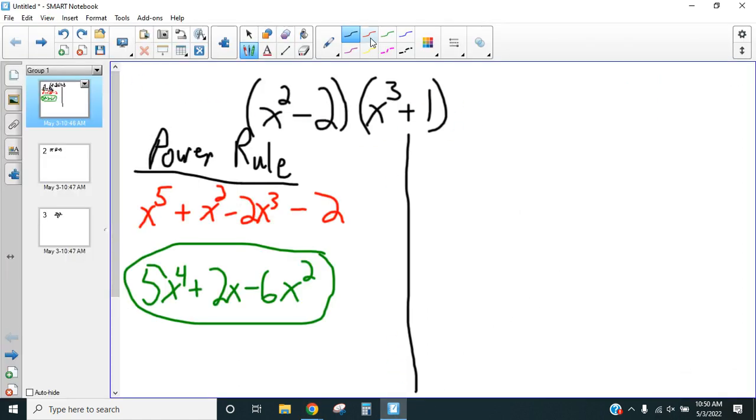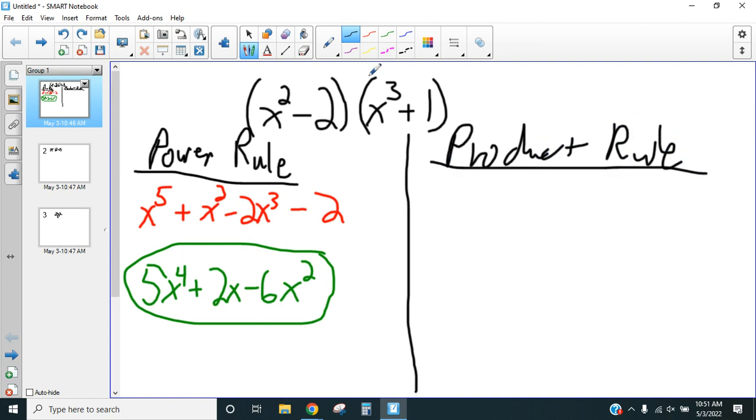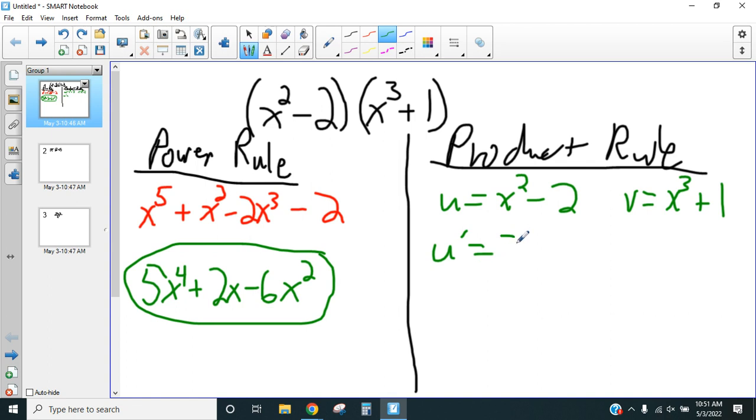All right, so if you do it the other way, we're going to do product rule. Now, we can use product rule because what's in the middle of these two things right here? They're multiplying, right? We just never write it. So if we're using product rule, we have two parts we need to do, right? U is the first one, remember from yesterday, right? V is the second one. And then we need to find the derivatives of each of these.